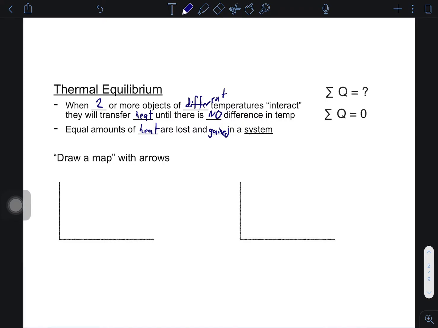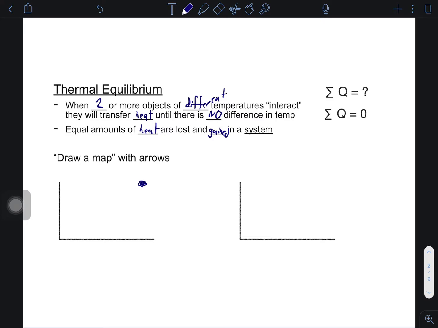And I will try to make those boxes bigger so you can write in them, because I did not leave enough space for those, so I apologize. So what we're going to do is we're going to draw maps with arrows for these. There's two different types we could go through when we talk about equilibrium.